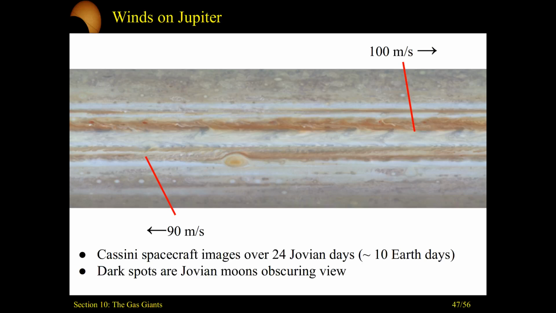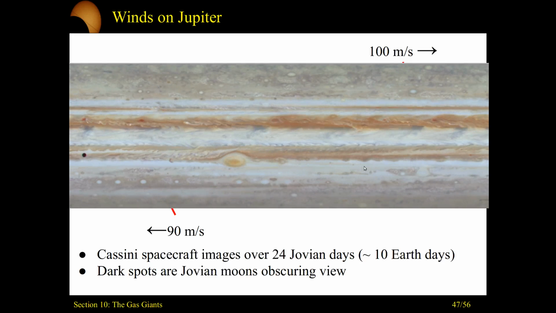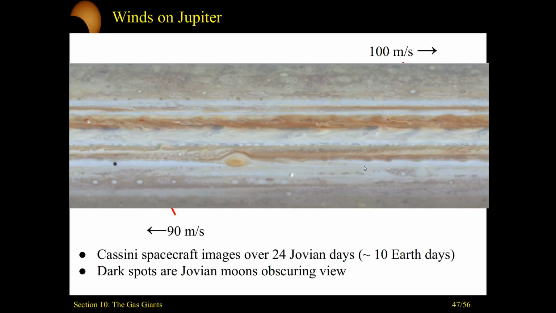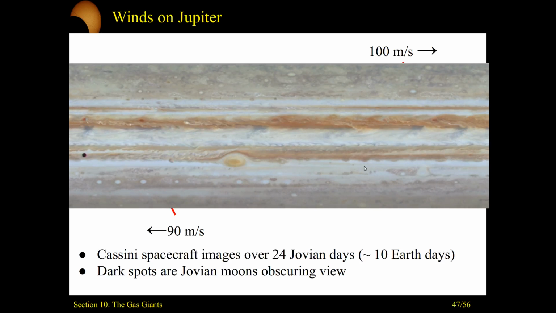Looking at the bands on Jupiter in just a little bit more detail, I've highlighted two distinct bands, one going easterly, the other westerly, and they're going almost the same speed in the opposite directions. So let's go ahead and turn on the animation and watch these gas flows fly by each other.